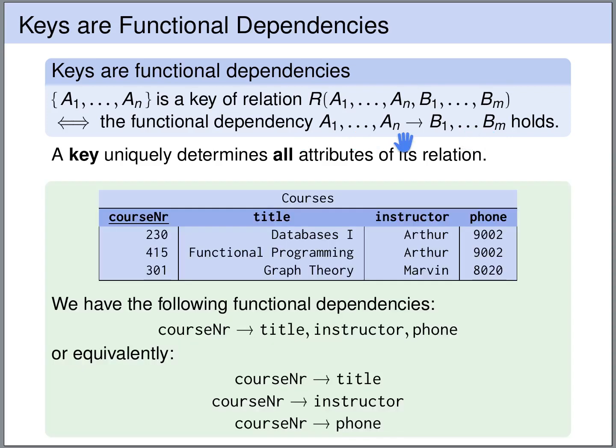Let's have a look at a simple example. We have here our courses table, and the course number is a key of this table. So the course number uniquely determines all other attributes, namely the title, the instructor, and the phone. So we have a functional dependency, the course number uniquely determines title, instructor, and phone, and equivalently, remember that we can split functional dependencies on the right-hand side, not on the left. We can split this on the right, and we get equivalently 3 functional dependencies saying that the course number uniquely determines the title, the course number uniquely determines the instructor, and the course number uniquely determines the phone number of the instructor.